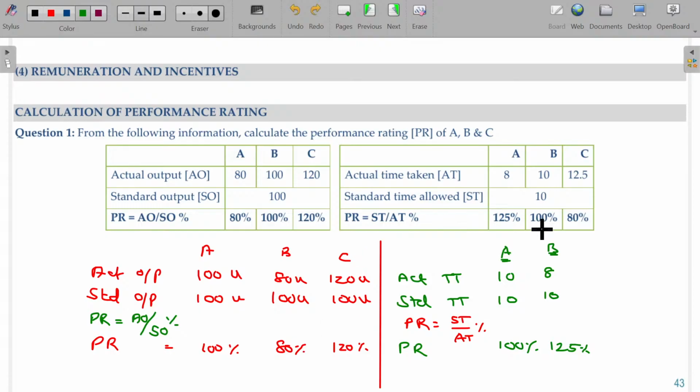And in case of C, standard time 10, but he has taken 12.5 hours. Then what happens here? 10 by 12.5, performance rating is lesser, 80% only. Hope you will now be able to understand the performance rating here.